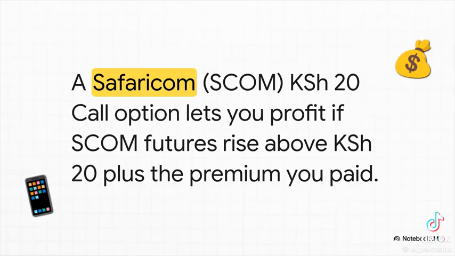Okay, let's make this super practical. Imagine you buy a Safaricom call option with a strike price of 20 shillings. This means you've locked in the right to buy SCOM futures at 20. Now, let's say the market goes wild and the futures price jumps to 25. Well, your right to buy at 20 is suddenly very, very valuable. You get to profit on that whole difference, minus the small cost or premium you paid for the option in the first place. See how that works?